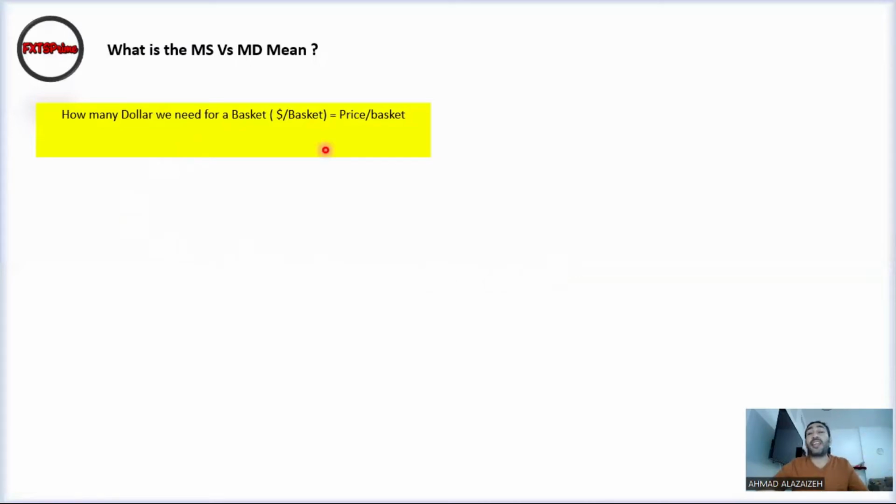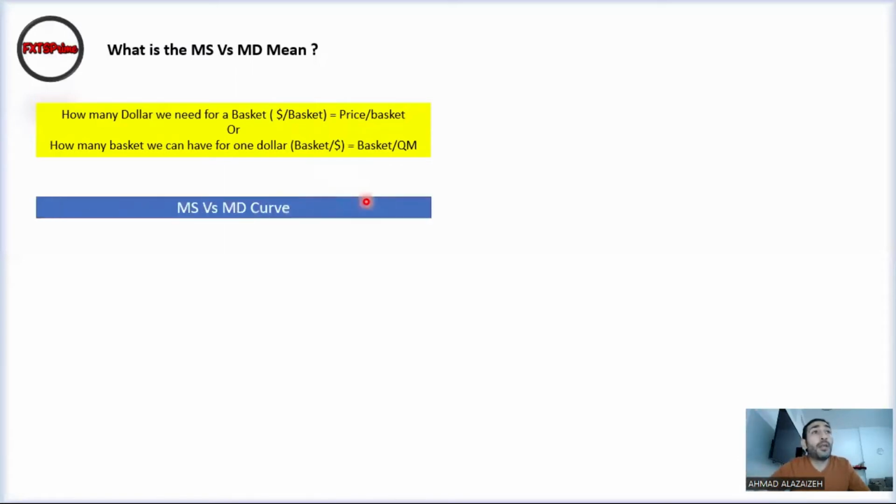So the central bank can measure how many dollars are required to purchase one basket, or how many baskets he can purchase with one unit of dollar. So this is what the basket means, and later in this video I'll show you how the basket looks. Now let's discuss the money supply and the money demand curves.